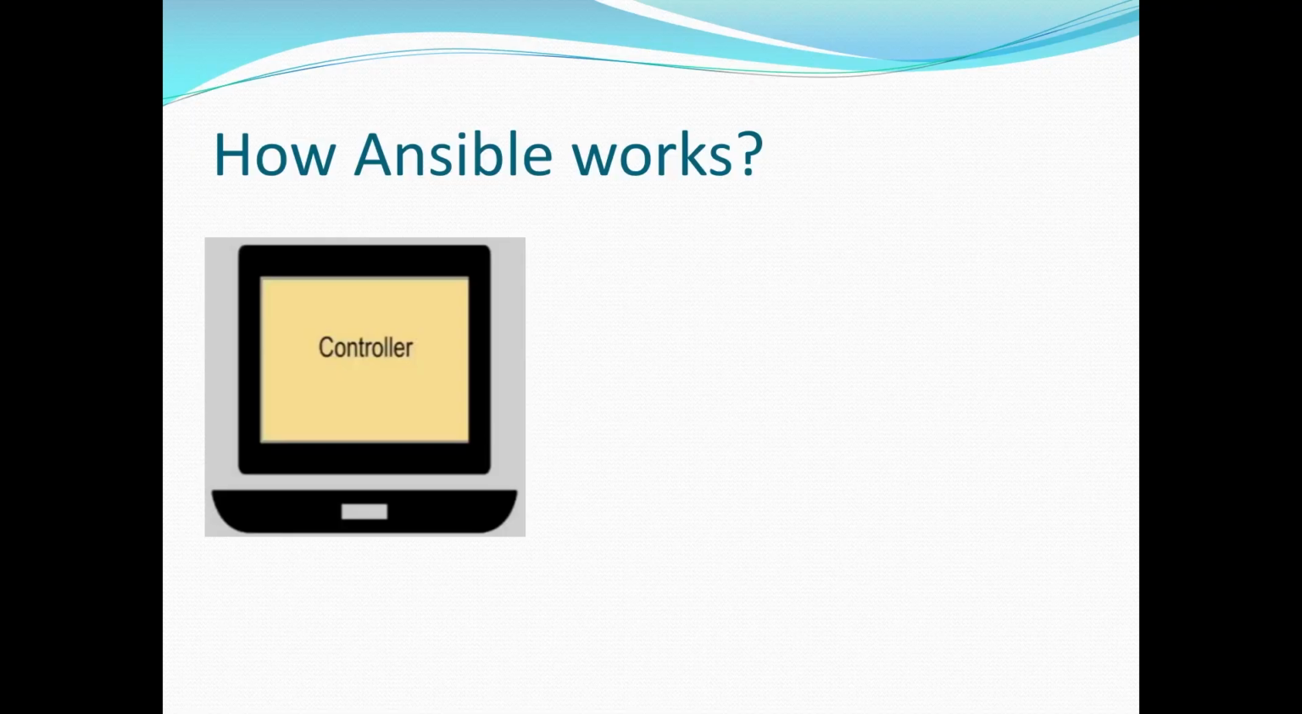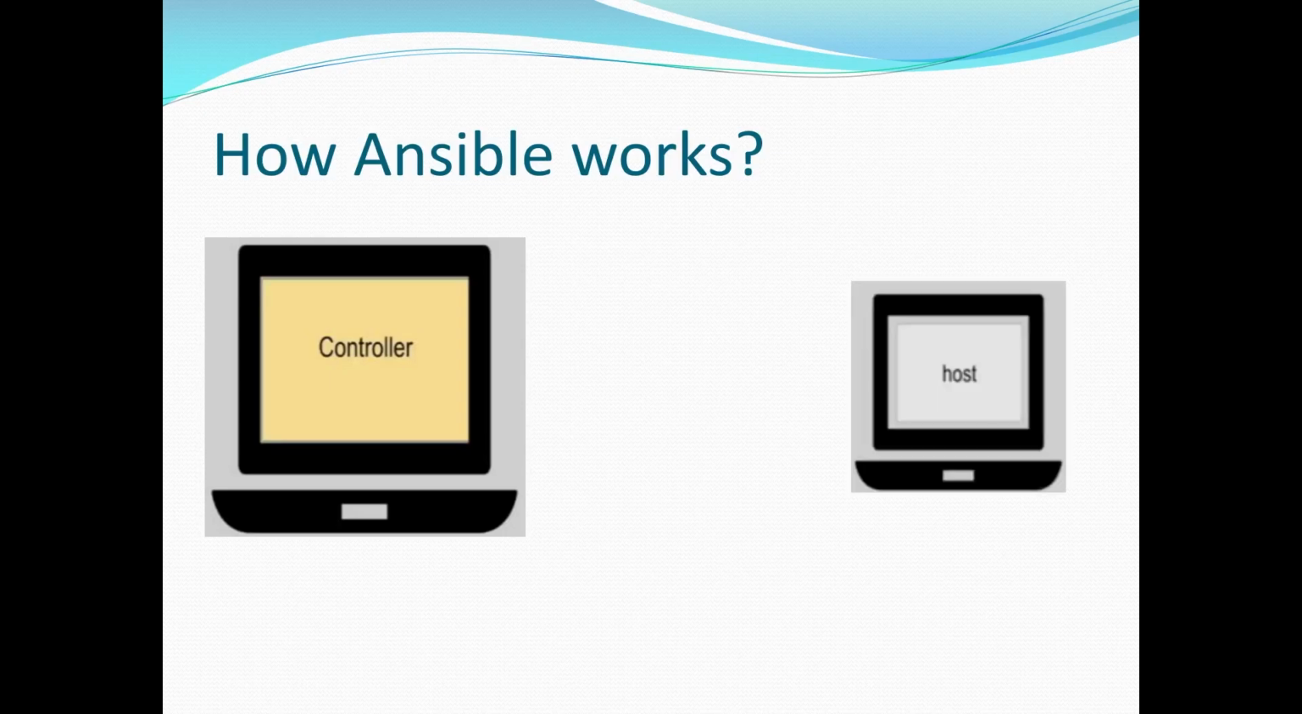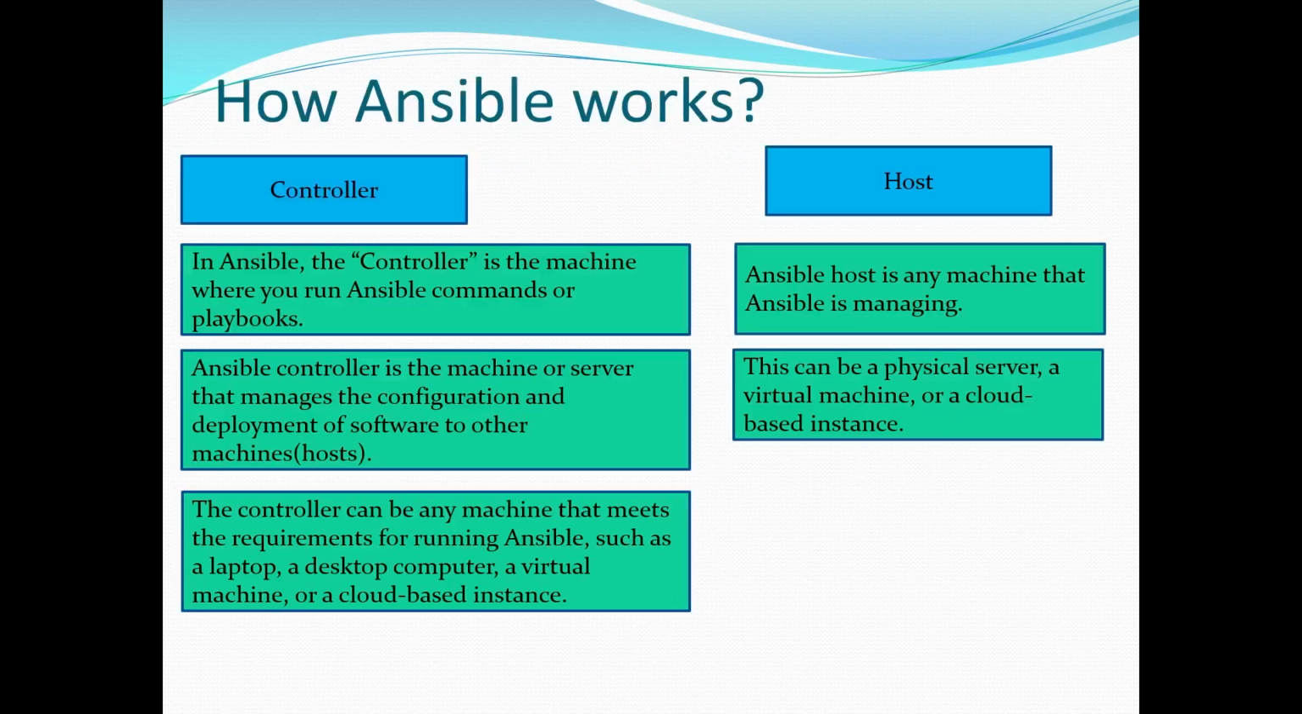Now, let's see how Ansible works. As I already told you, we have a controller machine and we'll have host machines. And you can see here, the controller is the machine where you run Ansible commands or playbooks. The Ansible controller is the machine or server that manages the configuration and deployment of software to other machines. This we have already discussed. The controller can be any machine that meets the requirements for running Ansible, such as a laptop, a desktop computer, a virtual machine, or a cloud based instance. It can be totally anything. You don't have to worry about that.